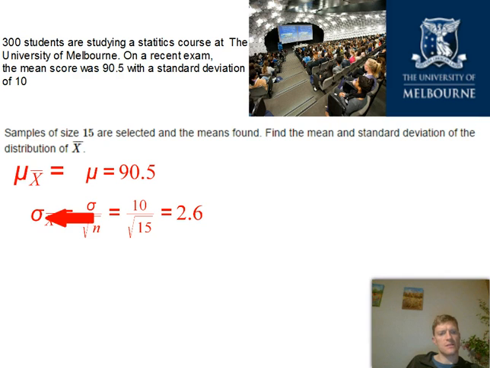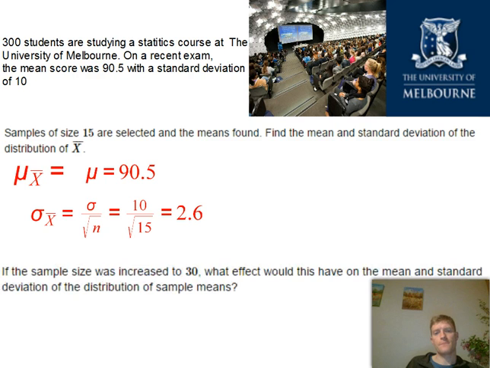Whereas the standard deviation of the sample means is given by that expression. You identify the standard deviation for the population, which is 10, divided by the square root of the sample size, 15, giving 2.6. Get the idea?